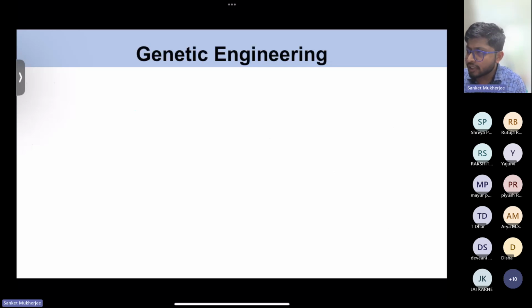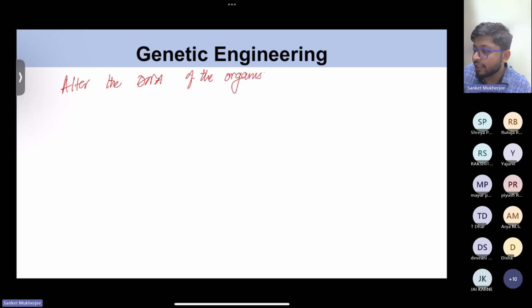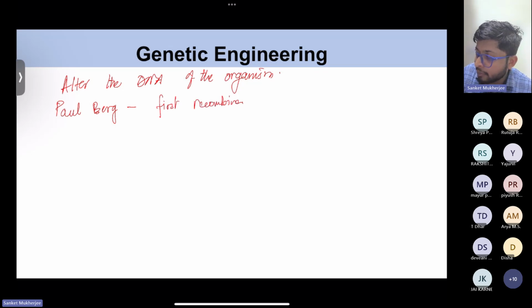Now, talking about genetic engineering, these are lab-based techniques to alter the DNA of an organism. DNA is the essential factor, the code of the entire cell, right? If you look at the cell as a computer, then DNA is the source code that runs the computer. Altering this DNA is genetic engineering, and Paul Berg was the first person to create the first recombinant DNA molecule.